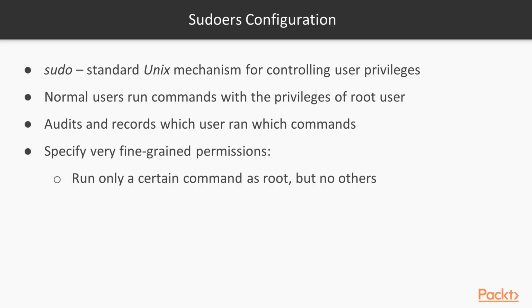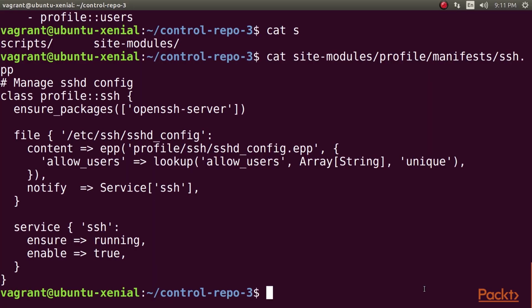Take a look at sudoers configuration now. The sudo command is the standard Unix mechanism for controlling user privileges. It's usually used to allow normal users to run commands with the privileges of the root user. Sudo also audits and records which user ran which commands. You can also specify very fine-grained permissions, such as allowing a user to run only a certain command as root, but no others. The most popular Forge module for managing sudo permissions is saz/sudo, and that's what we'll use here.